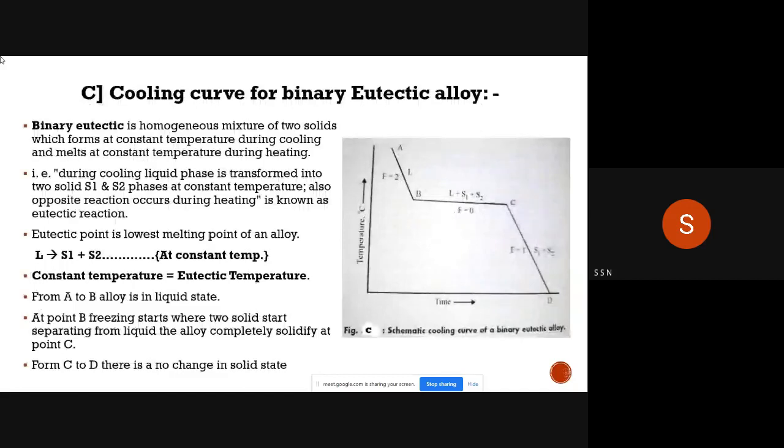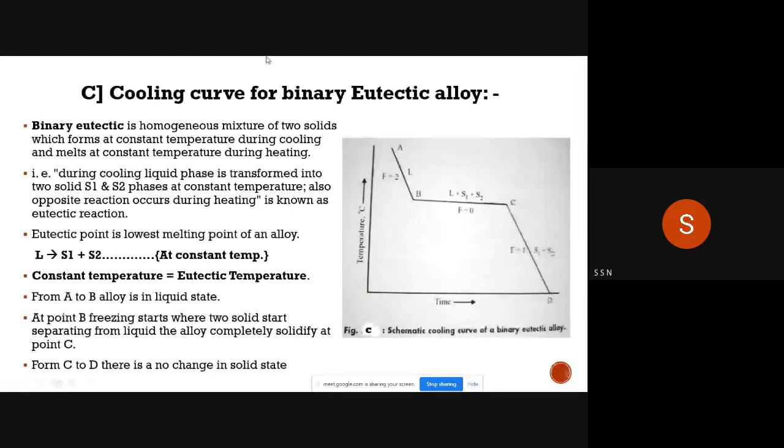Now thirdly, we will see the third type of cooling curve, that is the cooling curve for the binary eutectic alloy. First we will see what is meant by binary eutectic alloy. Binary means again 2, and eutectic we will see. Eutectic means it is a homogeneous mixture of two solids which forms at a constant temperature during cooling and melts again at a constant temperature during heating.